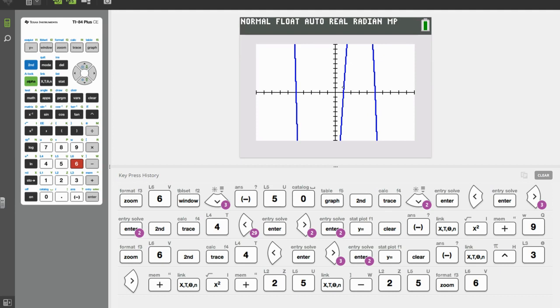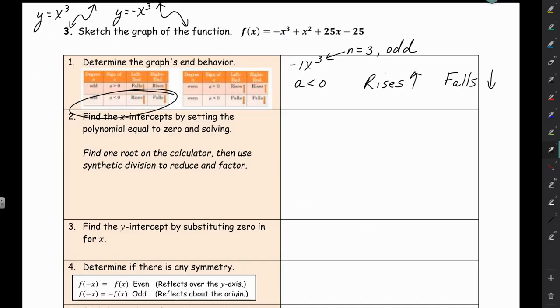I'm going to use the root of positive 1 to start reducing my polynomial. And then I'll just prove that my other roots happen at, it looks like, plus or minus 5. You could pick any of those roots and reduce. I just think 1's easy, so I'm going to go with that. So I think 1 is a root, so 1 goes in the box.